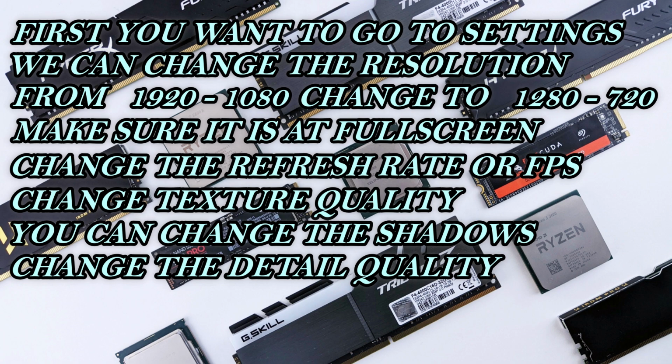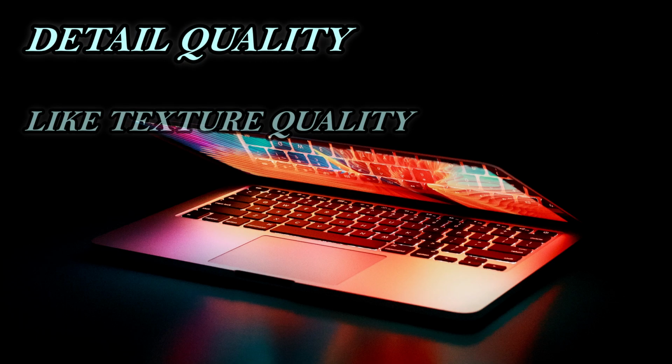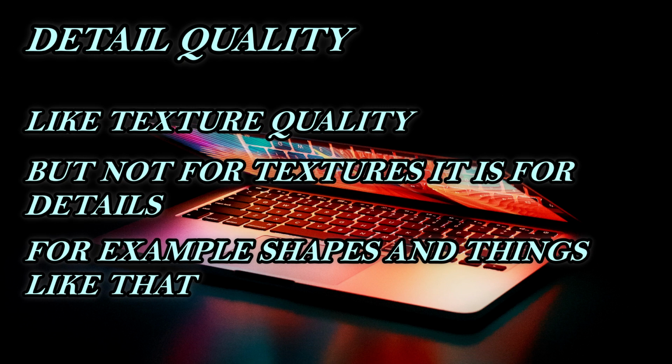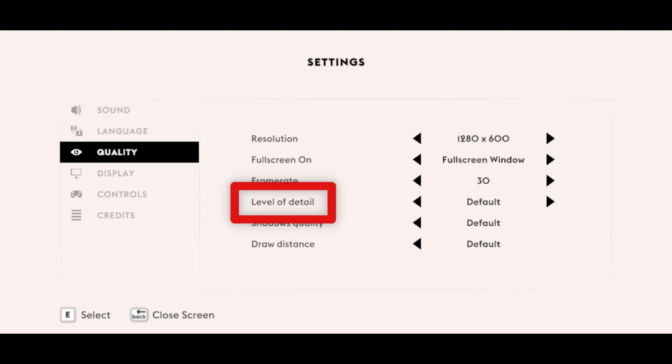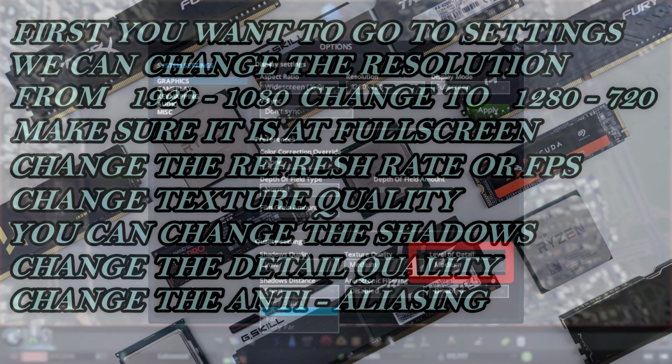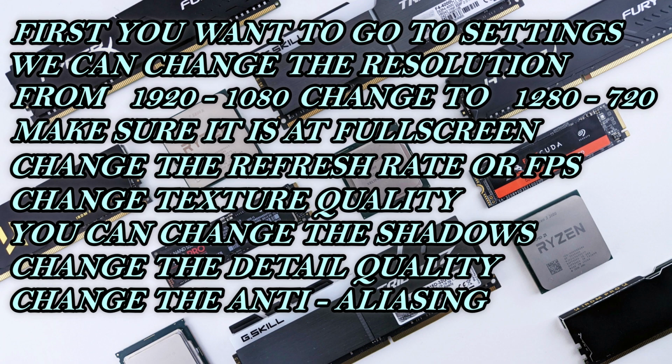But in the texture quality option, it has more to do with texture quality. But when it comes to the detail quality, it has to do more with shapes and things like that. And just like the texture quality, you need to set this option lower than what it is. Then you have anti-aliasing. And here again you want to set this to off.